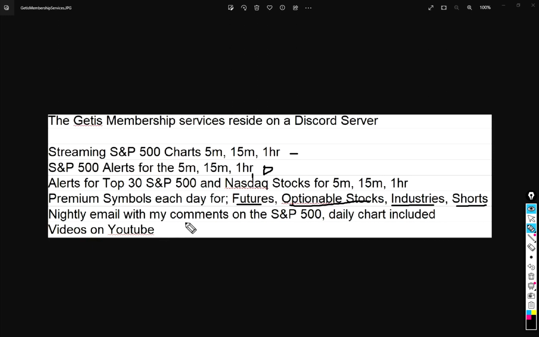For new members, welcome. I've got a lot of new members. Welcome, new members, or those that are thinking about becoming a new member. When you become a new member, make sure you drop your email address into the email only channel on the Discord server. Every night I send out an email with the S&P 500 chart, and I usually mock it up, sometimes I don't, and I give my comments about what I think the market's going to do.